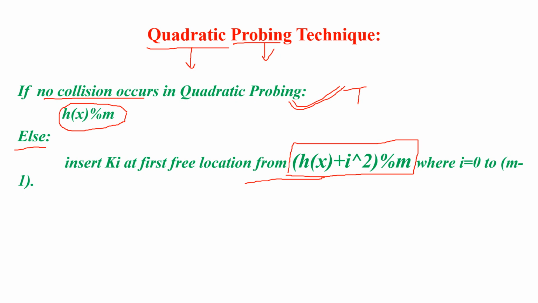In linear probing you check the immediate next, one by one. But here you are not going to check one by one, you are going to check a square value. For better understanding I am going to explain quadratic probing with an example.